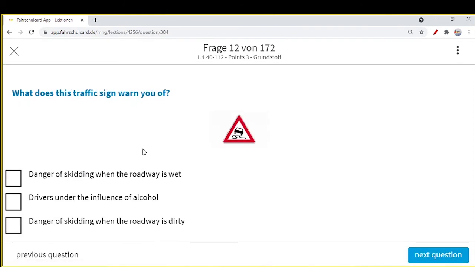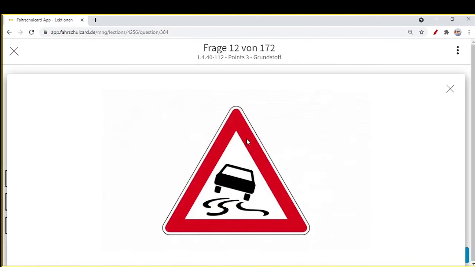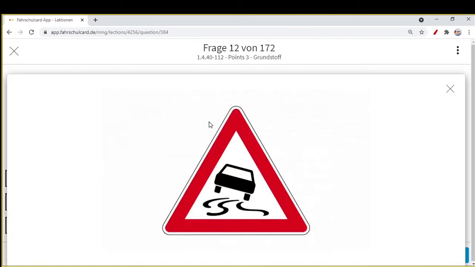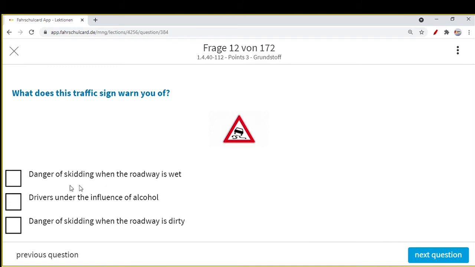Our next question is, what does this traffic sign warn you of? If you see this traffic sign, that means either the road is wet or the road is dirty and your car could skid. This sign is indicating a red triangle, danger. A danger is expected, that your car could skid. So, danger of skidding when the roadway is wet.